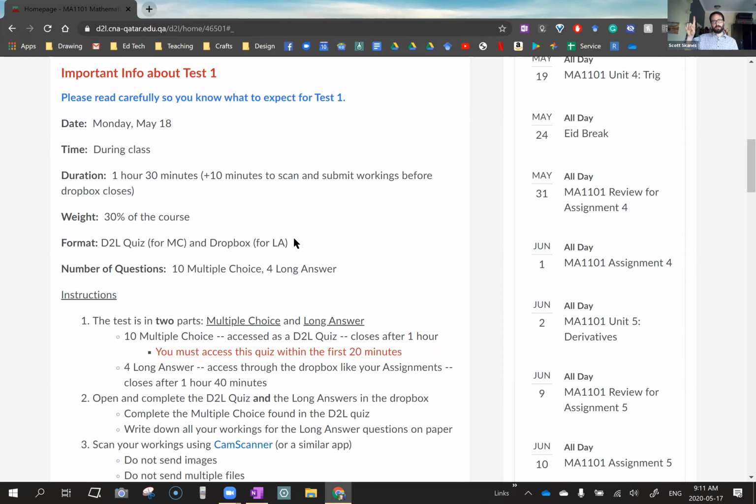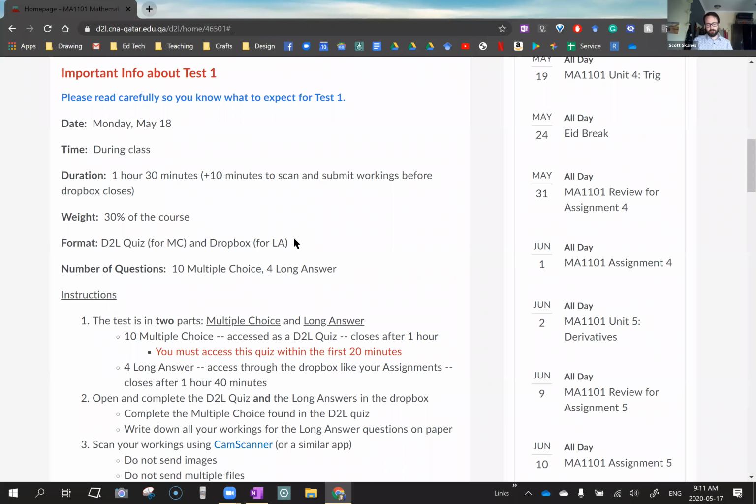So the first part is the D2L quiz. The second part is the Dropbox. That has your long answers. So just think of it like a normal test with your multiple choice and your long answer questions. You just have the two parts in two different places. So just open the quiz to do the D2L multiple choice, and then open the Dropbox. You can open them at the same time if you want to get the assignment type stuff, the long answer stuff that you'll write out, okay?